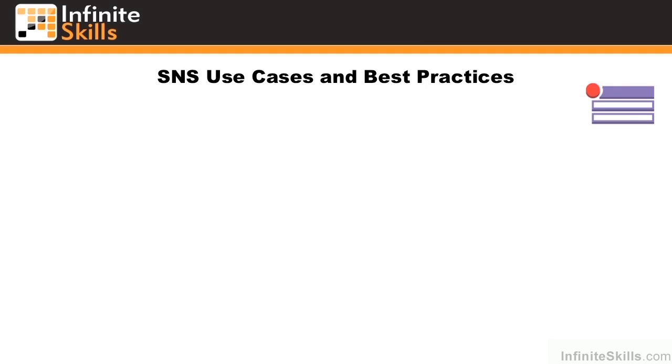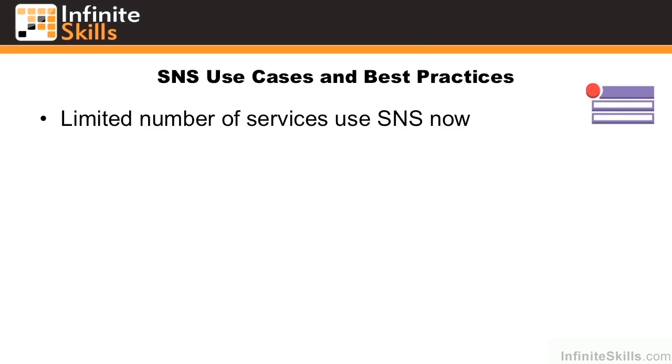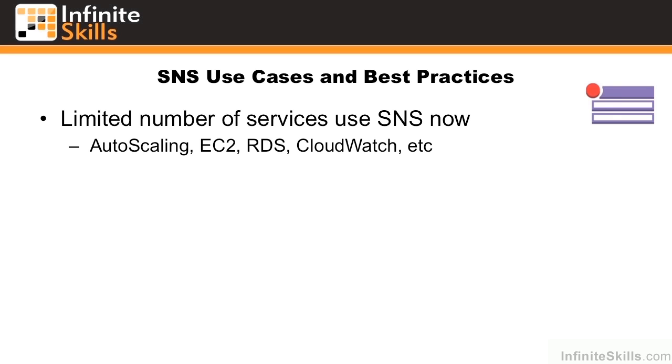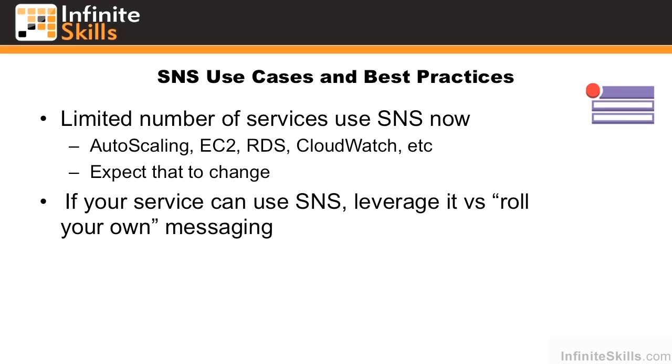In this lesson, we're going to explore some of the best SNS use cases and best practices. A limited number of services use SNS now. Autoscaling, EC2, RDS, and CloudWatch are but a few. Expect that to change in the future. I know that Amazon is aggressively rolling out SNS notifications to other services. If your service can use SNS, try to leverage it versus roll your own messaging.